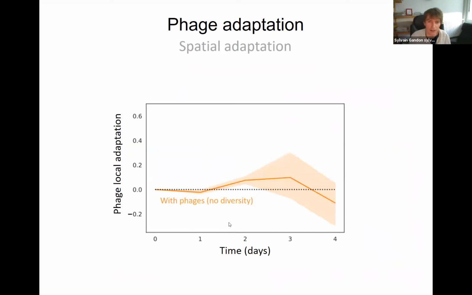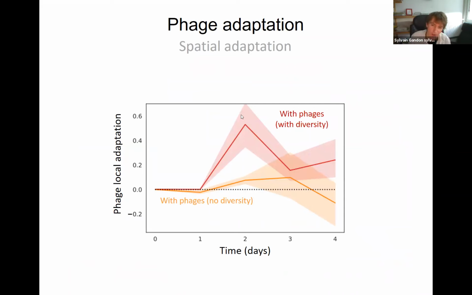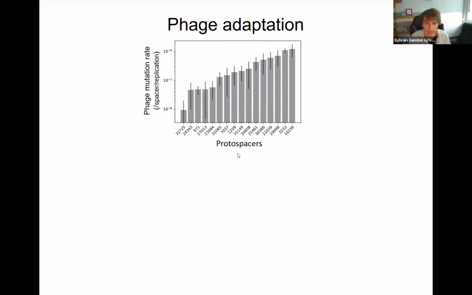So we can look also at local adaptation. In the first treatment, we see no local adaptation. But when there is diversity, we see a strong pattern where the phage is locally adapted. And what is interesting is that there is a lot of local adaptation precisely because there's a lot of differentiation among host populations that is driven by genetic drift in the bacteria population. So there is a link between genetic drift and local adaptation, which was also expected from the theory.